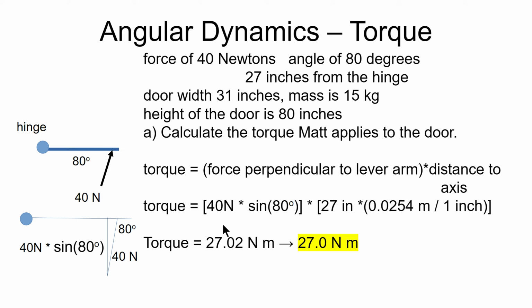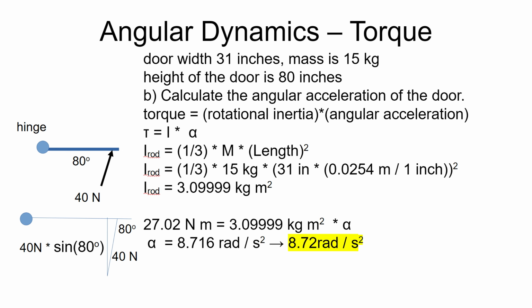You should pause and do this calculation on your own calculator. I keep an extra digit for intermediate results that we'll be using later. So 27.02 newton meters, we'll round off to 27.0 newtons times meters. I might have said newtons per meter before, sorry. Newtons times meter is the unit of torque. And that answers part A. That's the torque that's been applied to the door by the person in this first situation.